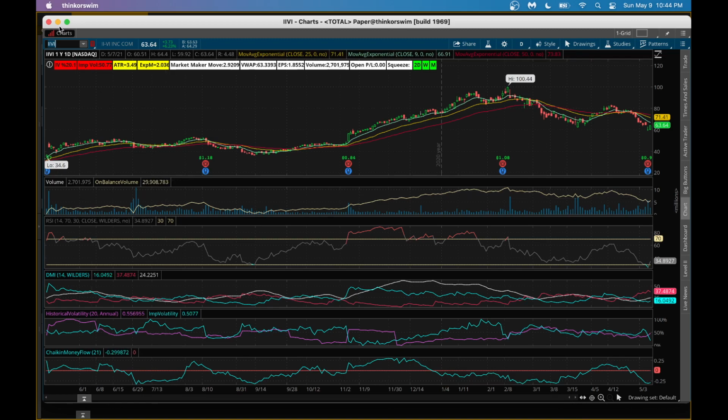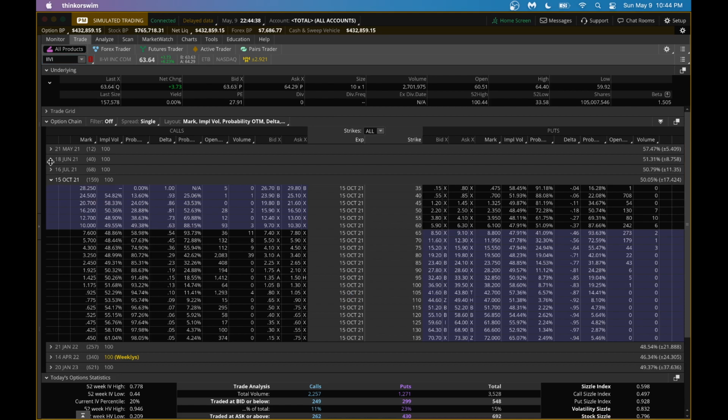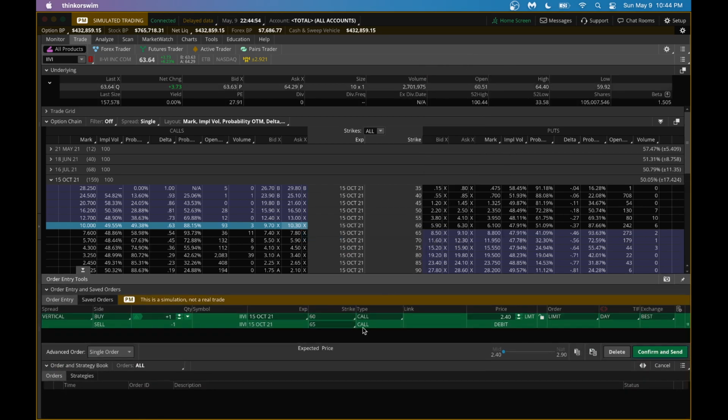So with that, let's jump into the option chain here. I have IIVI at $63 stock here. I would probably go into 15th October, give us enough time. And I think the stock was all the way $100 at its 52-week high. So in this scenario, I could do a 60-70 spread. So if I do that, I could buy this 60-70 spread.